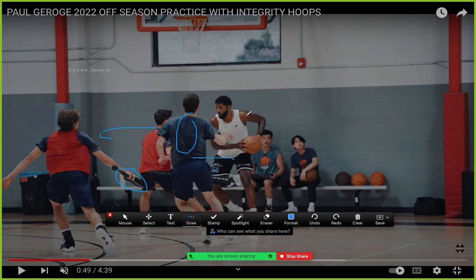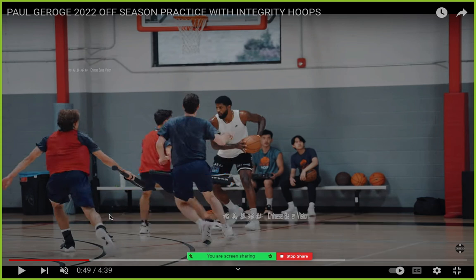So this is also an important aspect of the training, and I think that's a great thing that the coaches were able to add in to make it difficult for Paul George to get his shots off and to get his passes off.